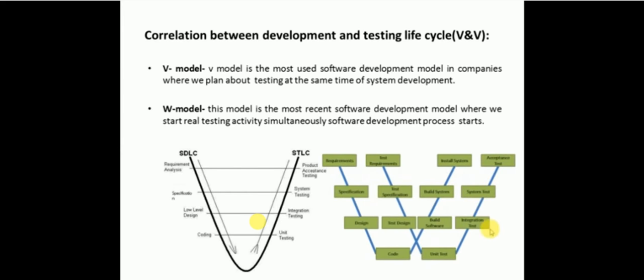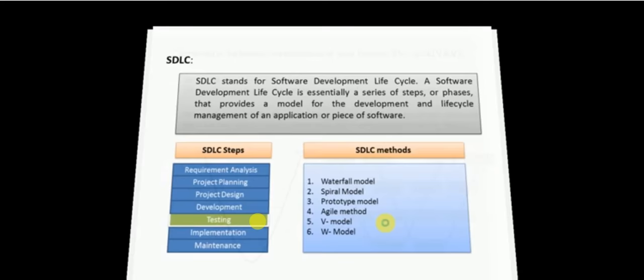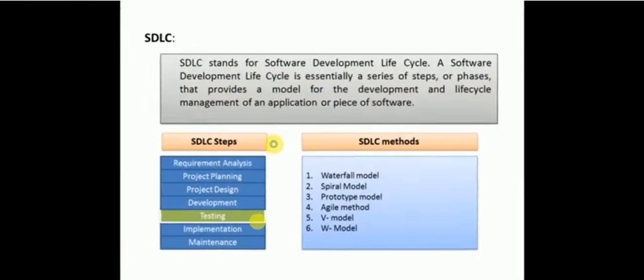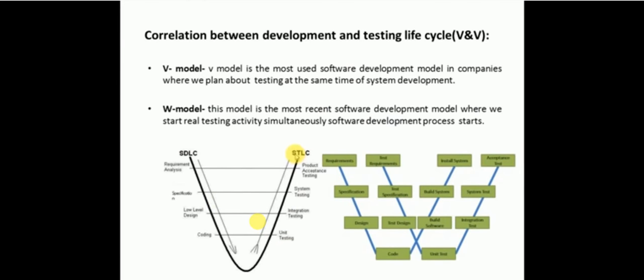So STLC is nothing but the execution, which is the validation part. If you talk about these activities, test requirement checking, test specification checking, test design checking, all these are QA parts. Earlier we talked about what SQA and QC are. In the V model only QC is implemented, but in the W model we are implementing SQA as well. Okay, let's go to the next slide.